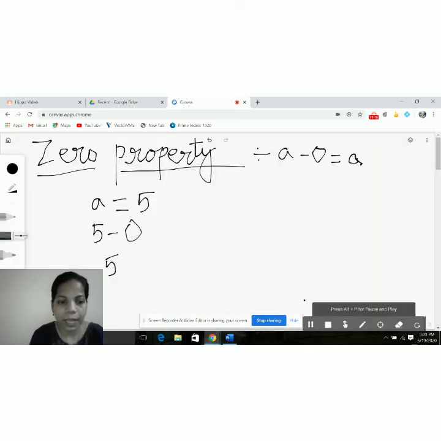In today's class, we have learned properties of addition of integers and properties of subtraction of integers. I hope you all have understood. Thank you.